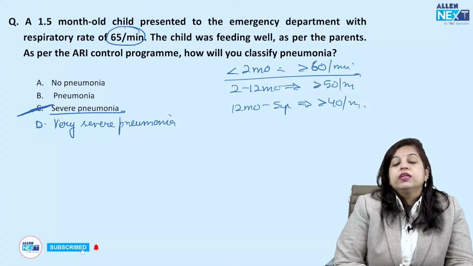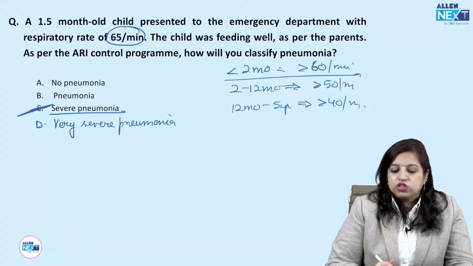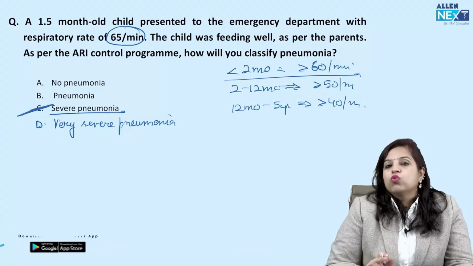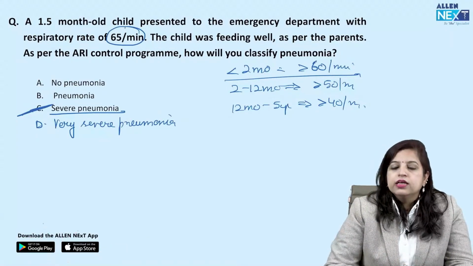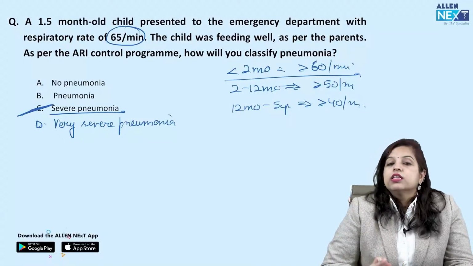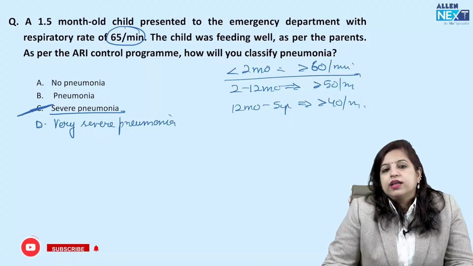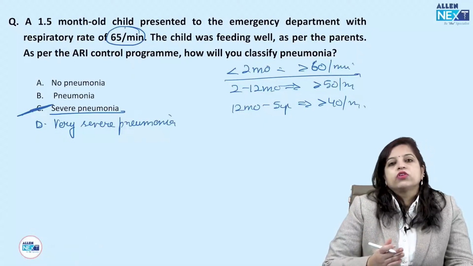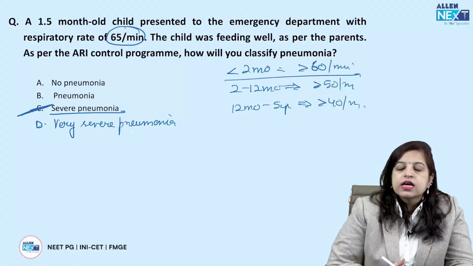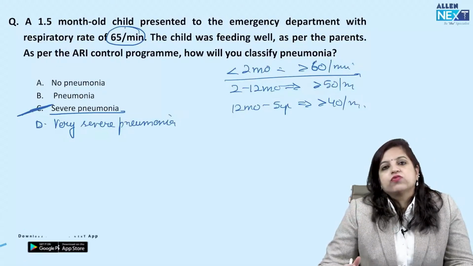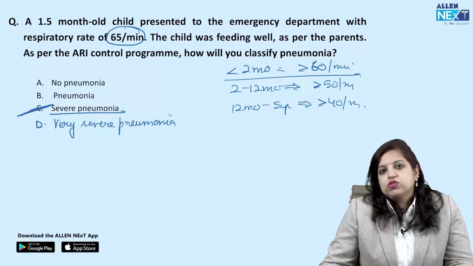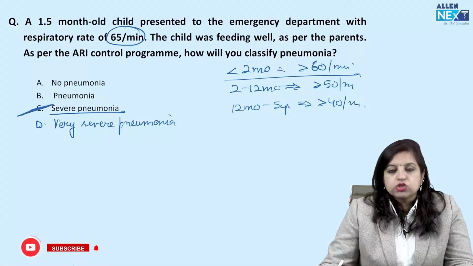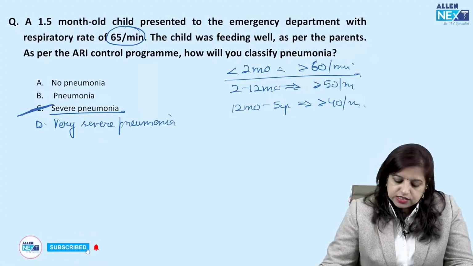Had this child been, let us say, at 3 months of age with this respiratory rate, and he is accepting feeds well, then I would classify the child as pneumonia. Please remember, there's a different classification for children who are less than 2 months and a different kind of classification for children who are more than 2 months of age. I would just like you to see that classification in a short while. Let us do another question and then we will see that classification.